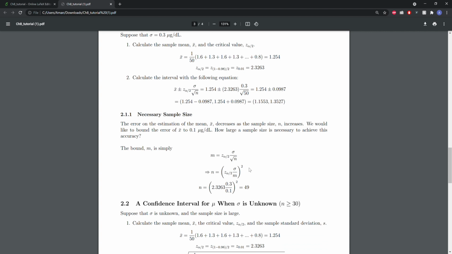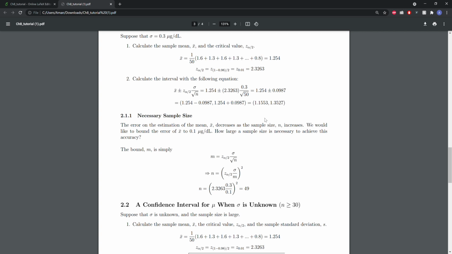So M is 0.1 micrograms per deciliter. Sigma and the critical value are known, so when you plug these in, you get N is going to be equal to 48 point something, and then you round it up, you get 49. And this is the sample size that's necessary to bound the error to 0.1 micrograms per deciliter. And this makes sense because we have a sample size of 50 in the question, and the bound or the margin was calculated to be about 0.1.